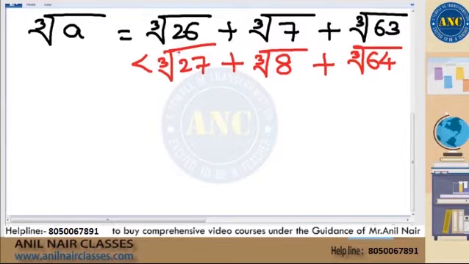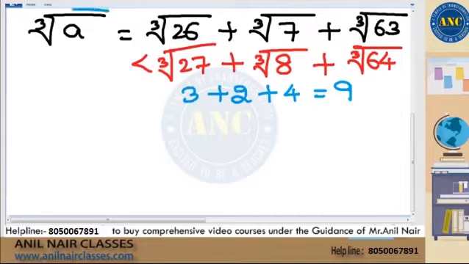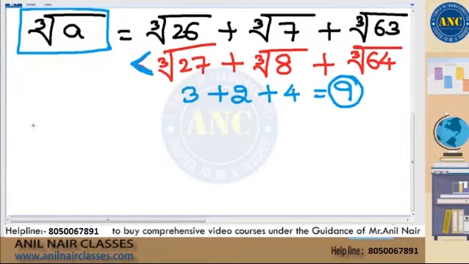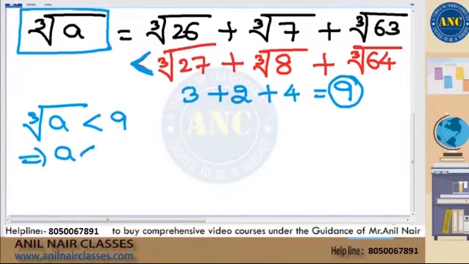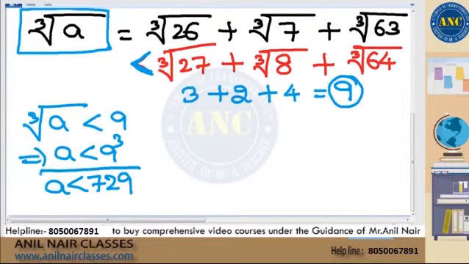That means, can I say that cube root of 27 is nothing but 3, cube root of 8 is nothing but 2, cube root of 64 is nothing but 4. Its total value is 9. Can I say that the left hand side, cube root of a, is definitely less than 9? If I cube it, a will be less than 9 cube, which is nothing but 729. That means a is definitely less than 729, right?